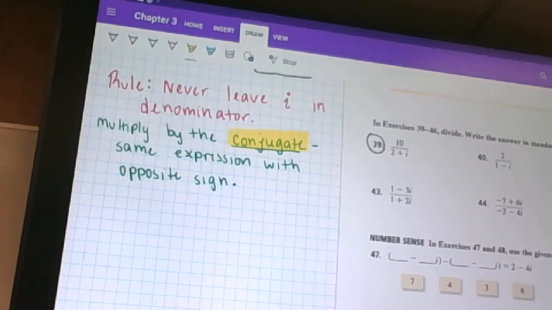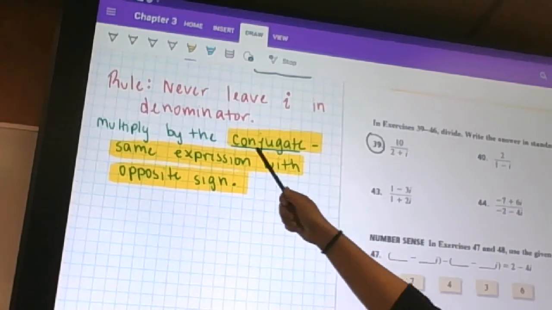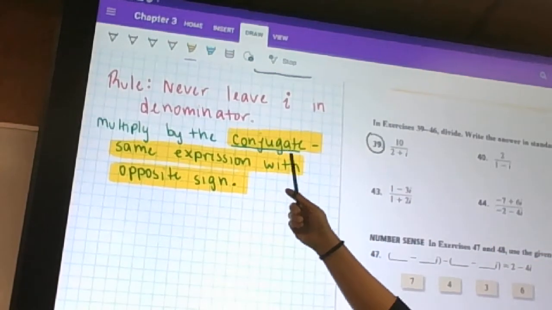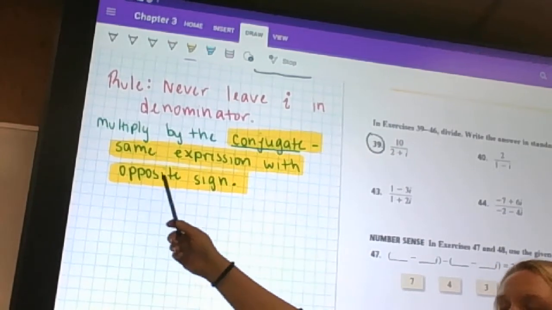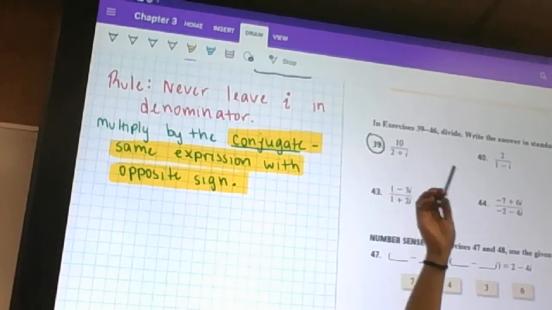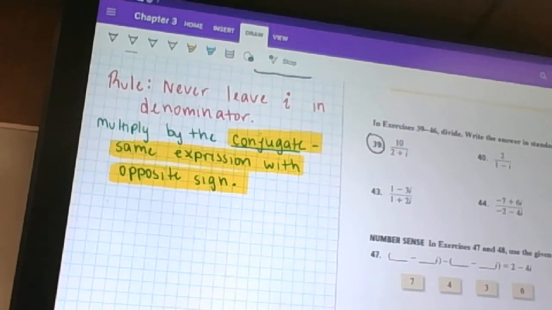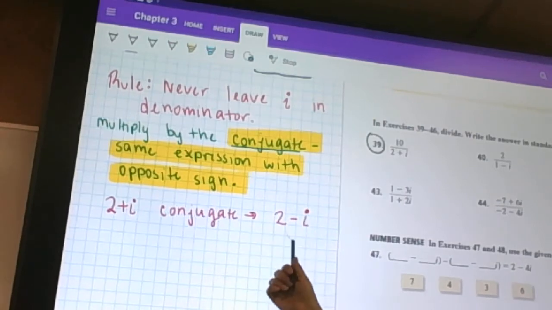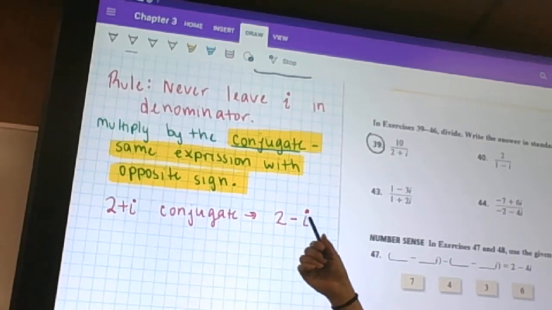So here's a vocabulary word for you. In order to clear this complex number, we multiply by the conjugate. This word conjugate means it's the same expression with the opposite sign. So the conjugate of 2 plus i is 2 minus i. It's the same expression, but specifically the imaginary part has the opposite sign.